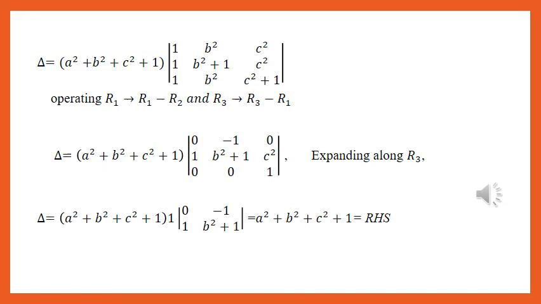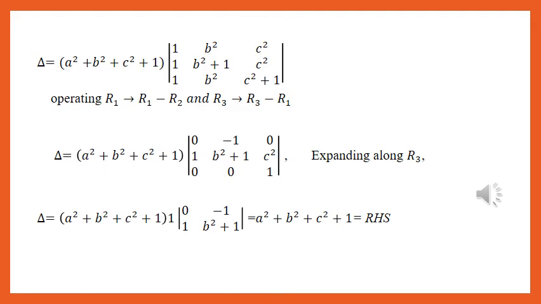So common factor is taken out. A square plus B square plus C square plus 1. Then determinant column 1 will be 1, 1, 1. Other two columns no change. Now try to get zeros. You can have two operations at a time.